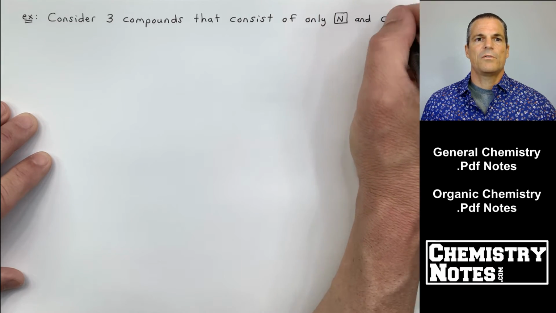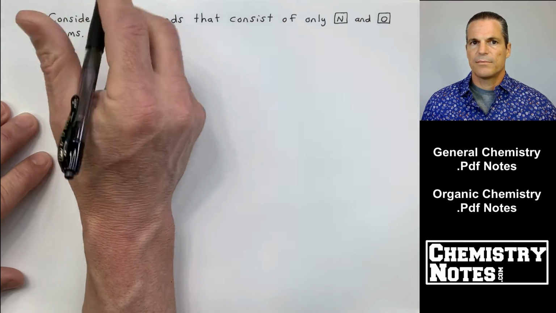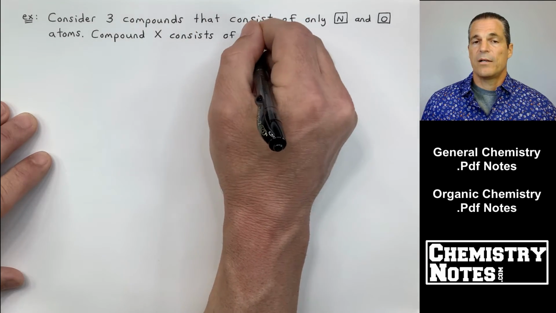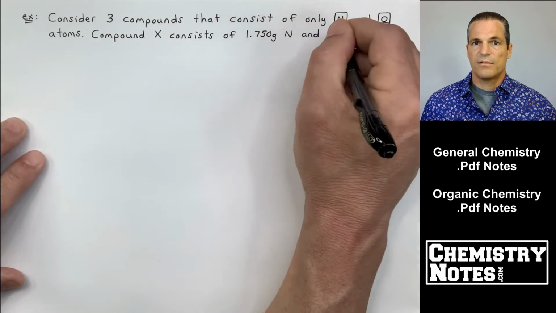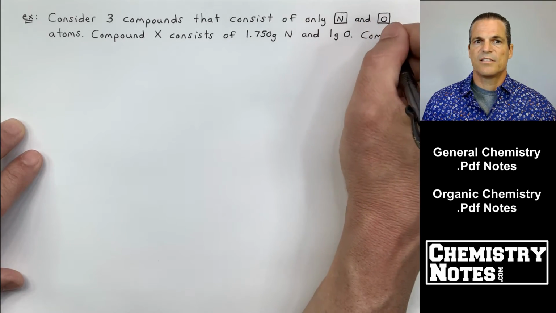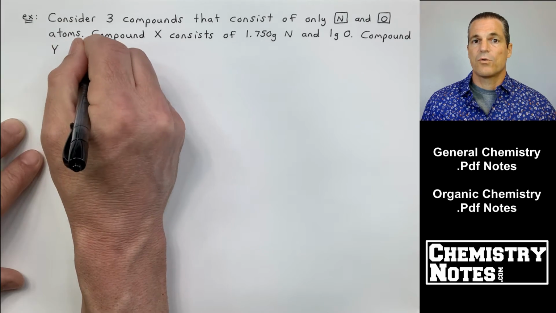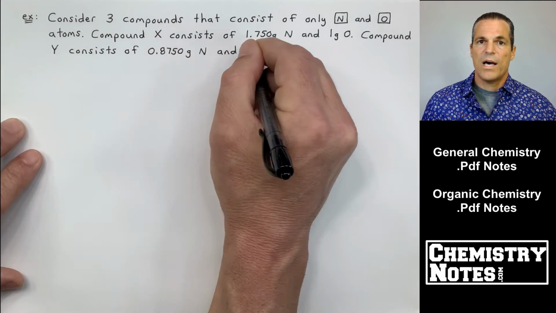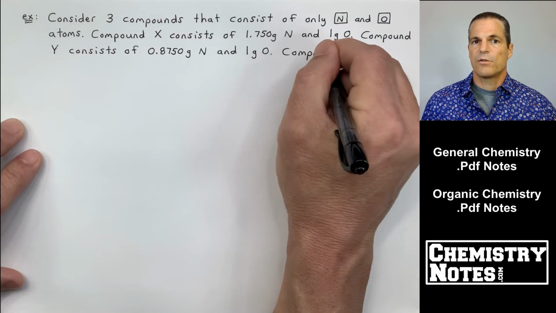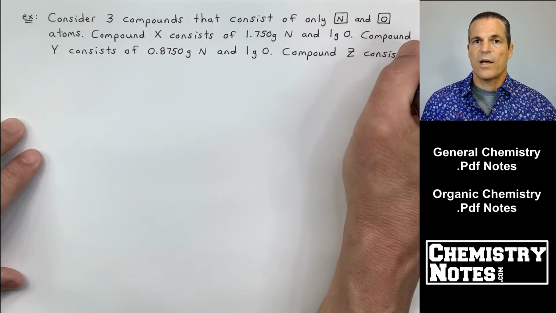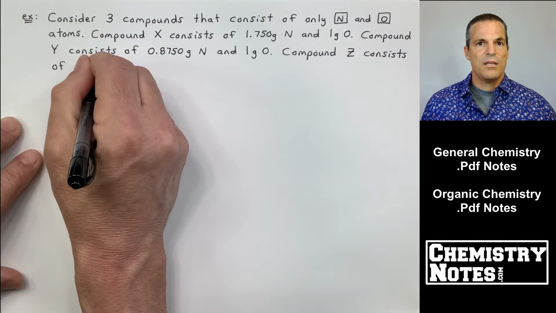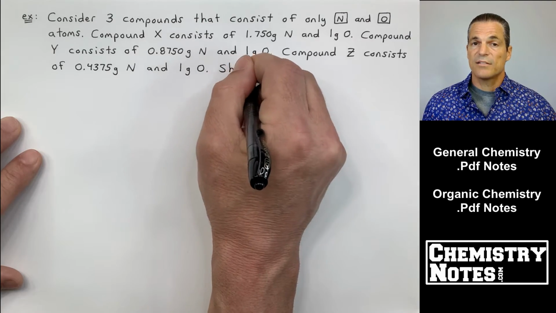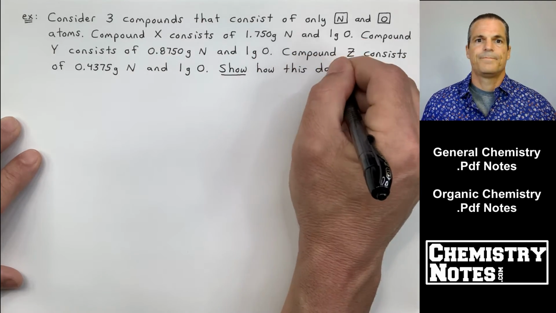So at the top of our new page of notes here, it says, consider 3 compounds that consist of only nitrogen and oxygen. We have a compound X, a compound Y, and a compound Z. Compound X consists of 1.750 grams of nitrogen and 1 gram of oxygen. Compound Y consists of 0.8750 grams of nitrogen and still that 1 gram of oxygen. Compound Z consists of 0.4375 grams of nitrogen and, you guessed it, that 1 gram of oxygen still.